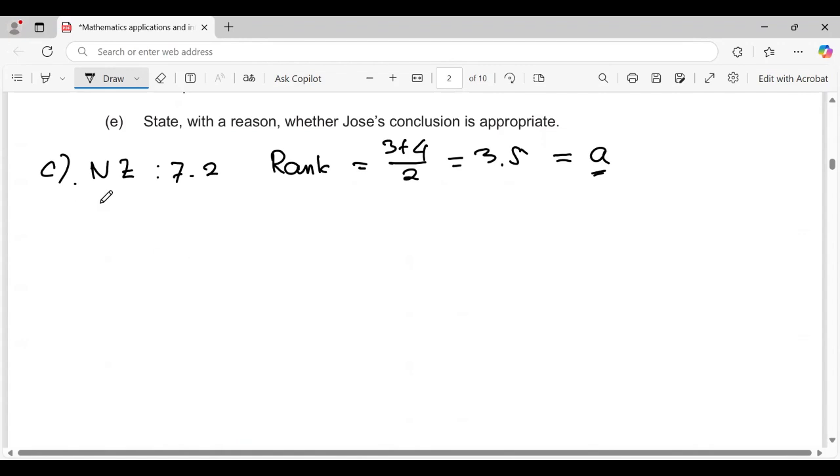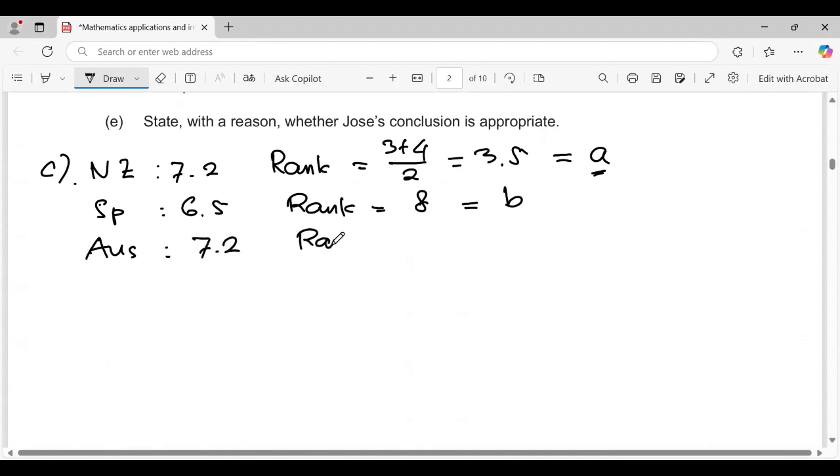Next, for Spain, the Spain happiness score is 6.5, and it ranks equal 8, and it is the point of B. And after that, Australia happiness score is 7.2, and it ranks equal 3 plus 4 divided by 2, and it's equal to 3.5, and it is C. So A equals 3.5, B equals 8, and C equals 3.5. Next question.